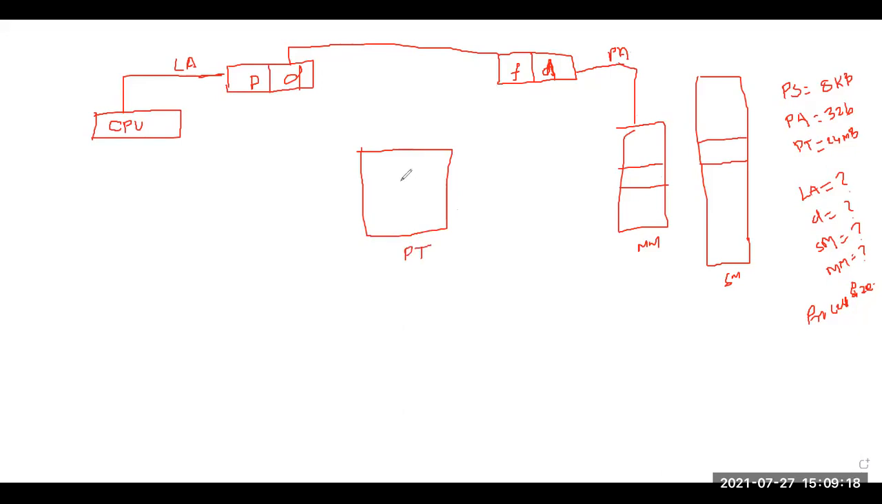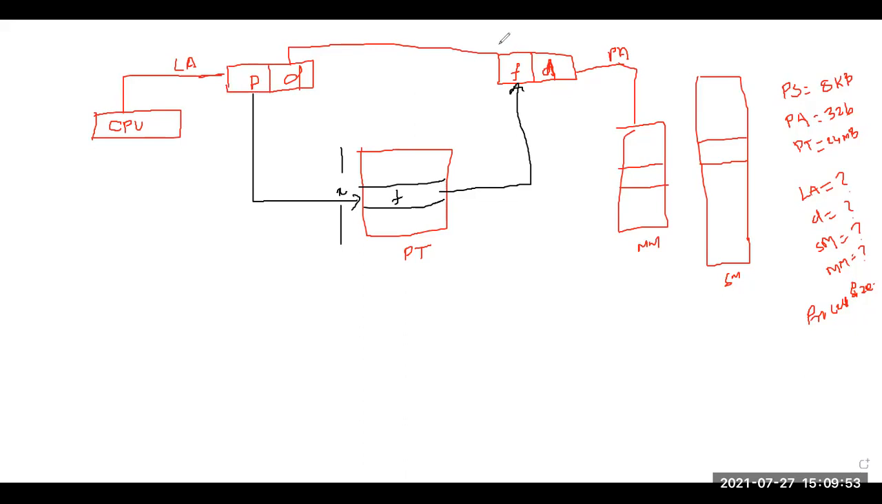Now this page table consists of frame numbers and page numbers. P0, P1, P2, that we name as X number of pages. Now this P will find the equivalent F, and this F is combined with D to give the physical address. Now tell me the answer. Is it clear to all of you?